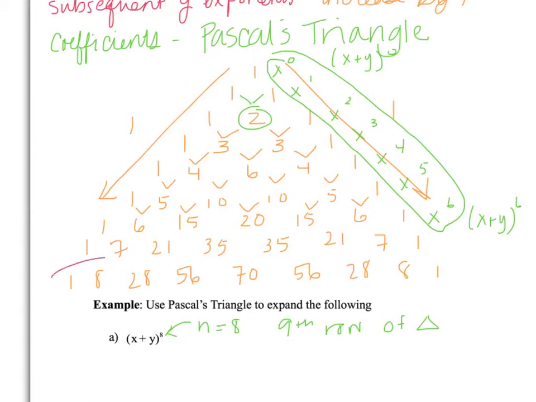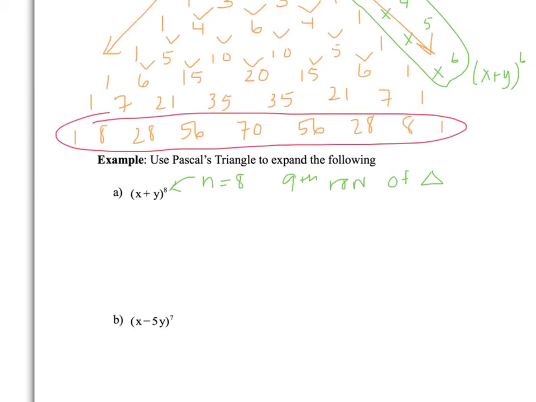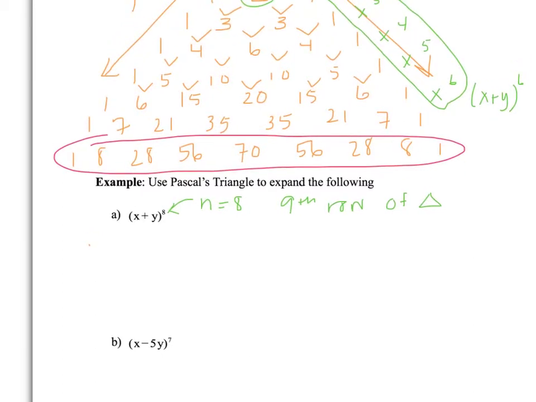And if I locate the 9th row, which I've expanded out for you here, it's going to be this. So these are going to be my coefficients. So what I'm going to do is come down here and write out my coefficients. So my first term is going to be 1, then 8, 28, 56, 70, 56, 28, 8, and 1.